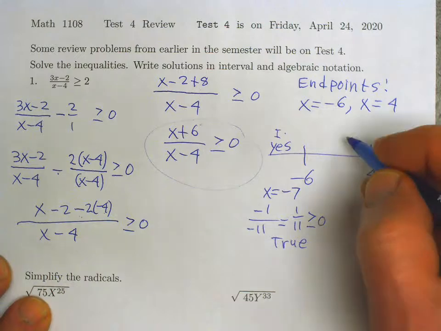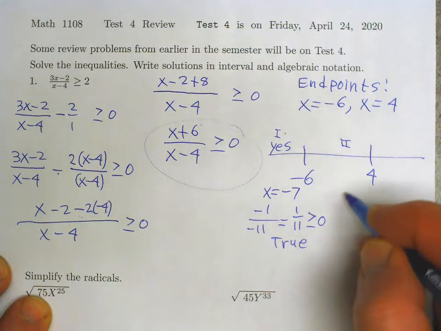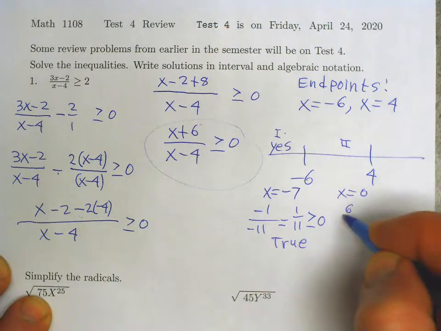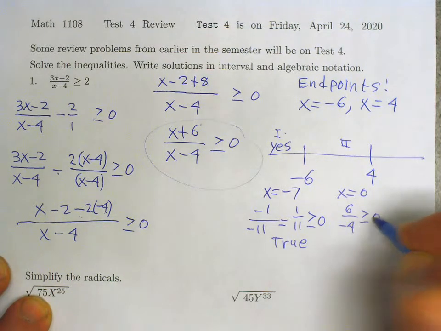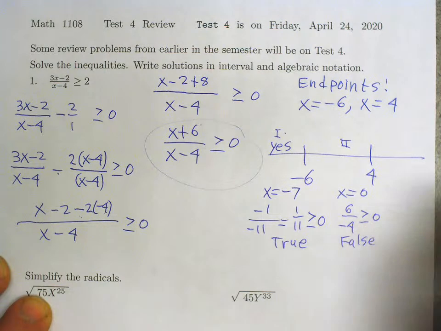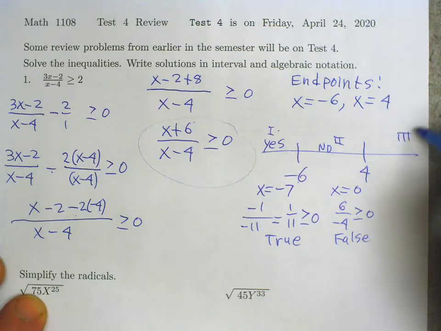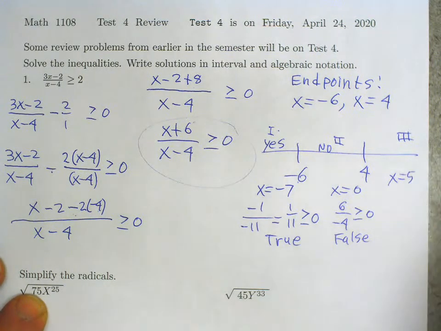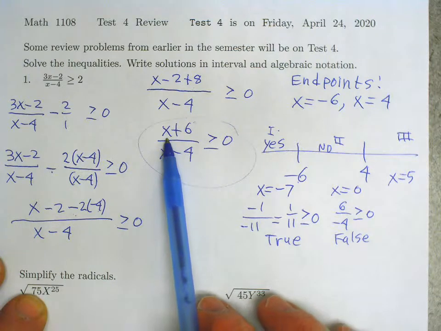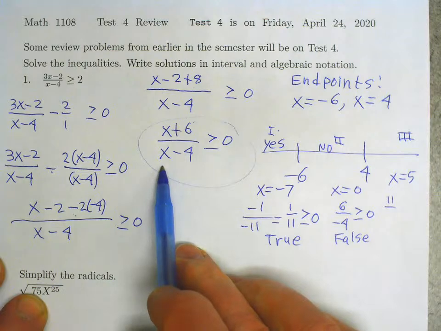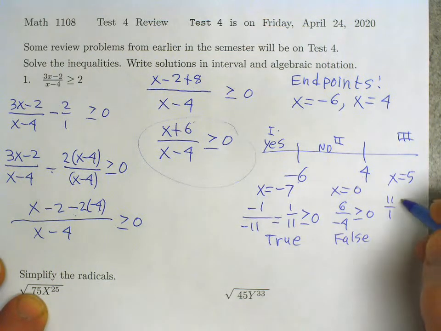And in the second interval, we can pick x to be 0. And when x is 0, we get 6 divided by negative 4 greater than or equal to 0. That's false. So none of the numbers between negative 6 and 4 are solutions. And in the third interval, we can pick x to be 5. So this time, replace x with 5. 5 plus 6 is 11. In the denominator, 5 minus 4 is 1. And the inequality greater than or equal to 0 is true.